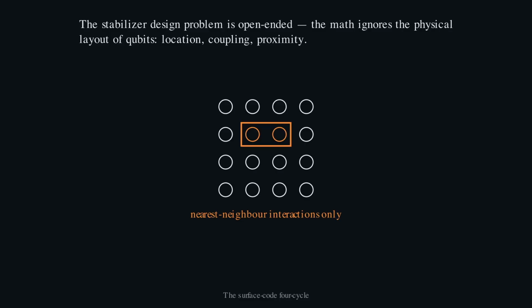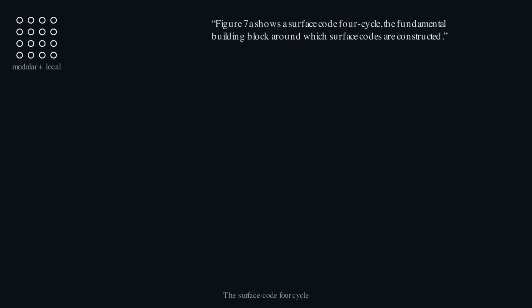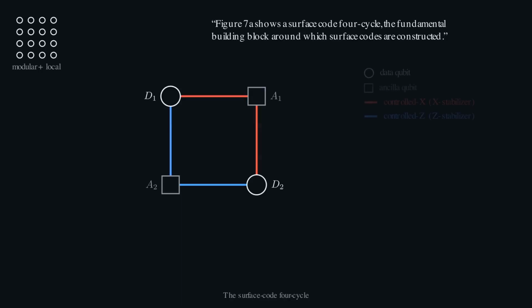It's very clearly a descendant of stabilizer formalism, but it integrates more physical awareness of the architecture than does the purely mathematical stabilizer description and stabilizer code design process. For surface codes, it is beneficial to adopt a pictorial representation of the code qubits in place of the circuit notation that is commonly used for quantum error correcting codes. Figure 7a shows a surface code 4 cycle, the fundamental building block around which surface codes are constructed.